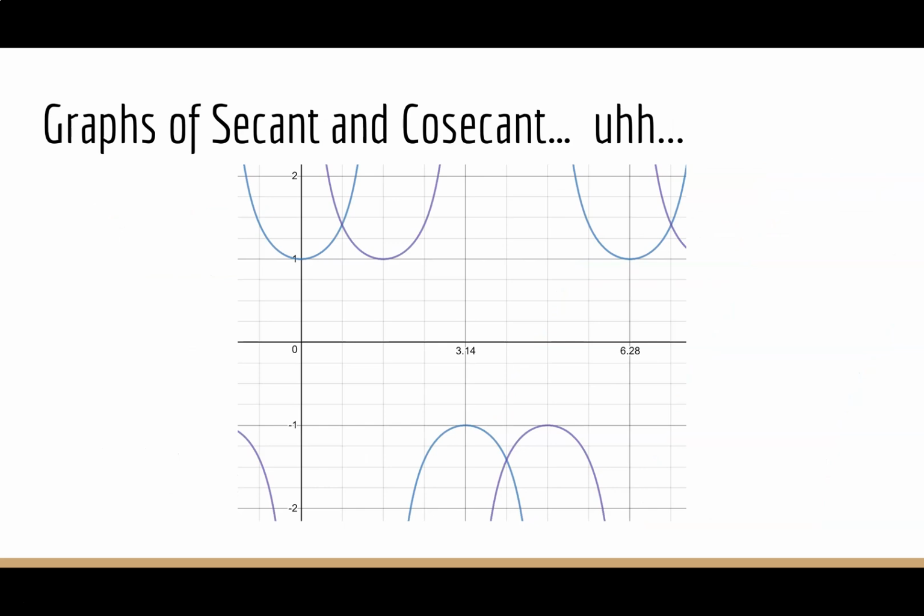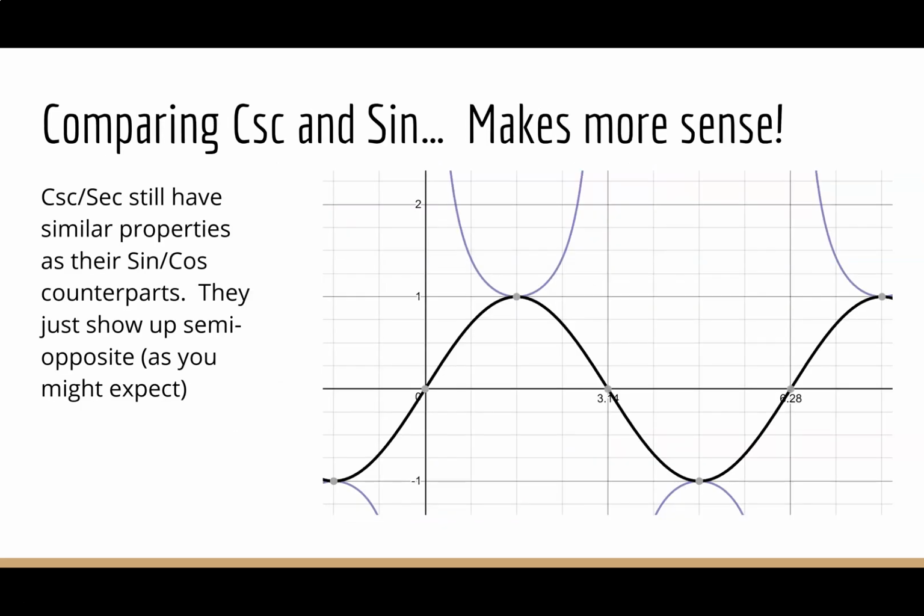Now, the secant, cosecant are a bit different. So it makes it look like there are an infinite number of alternating parabolas. So up, down, up, down, up, down. Looks kind of weird until you match it with its corresponding sine or cosine. So comparing cosecant and sine makes more sense.